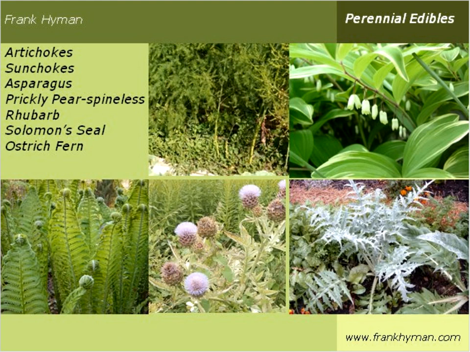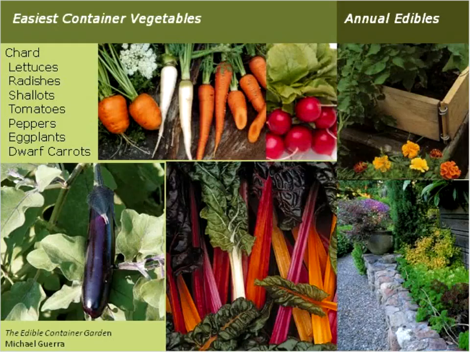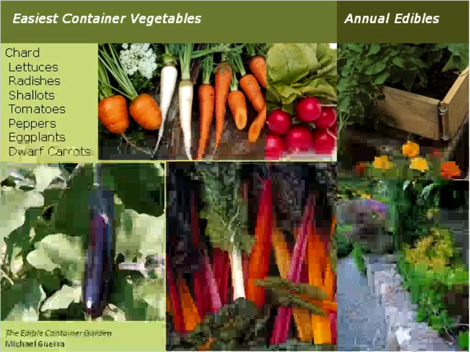Frank Hyman here, a local designer and nurseryman, gave a talk on perennial edibles. I had no idea that the salmon seal was completely edible. The leaves before they open, the shoots are edible. The flowers are edible, the berries, even the root. So it's a delight to see a shade plant that is also edible. Asparagus, of course, the beautiful artichoke, the sunchokes, and then the ostrich fern fiddleheads that are so creative and tasty.